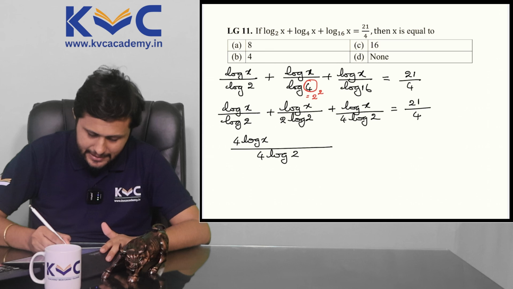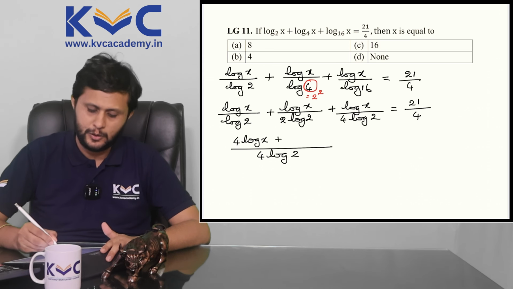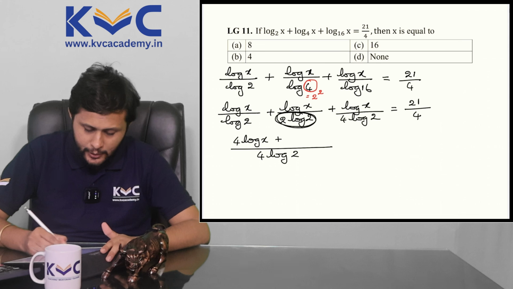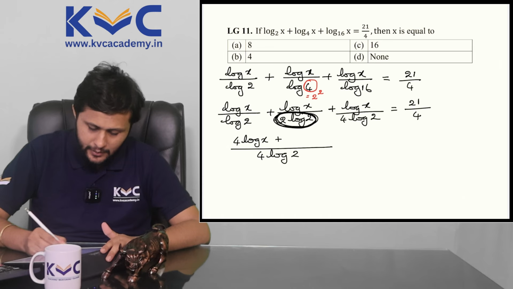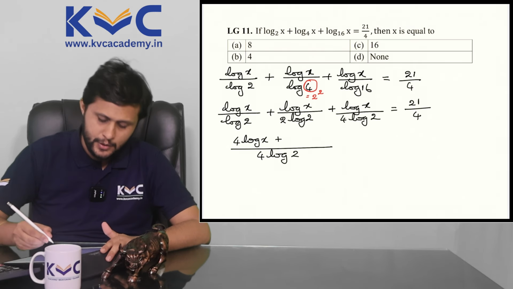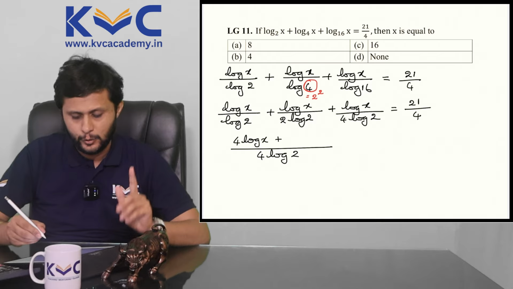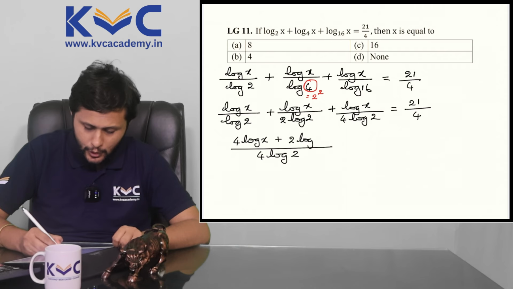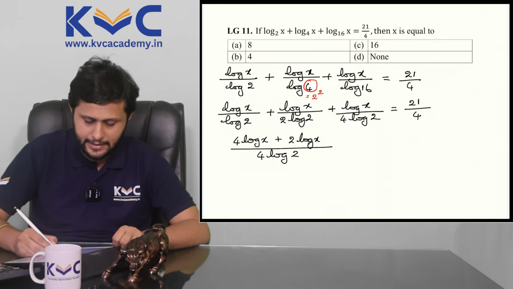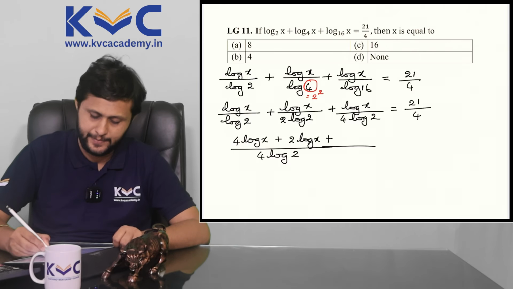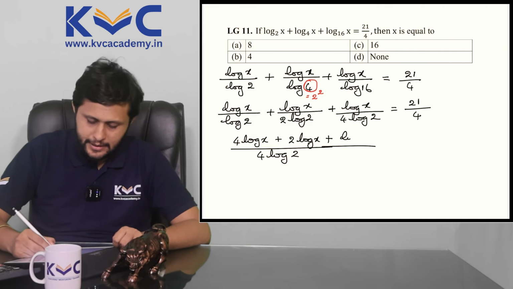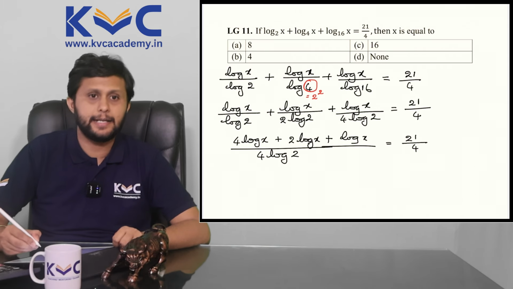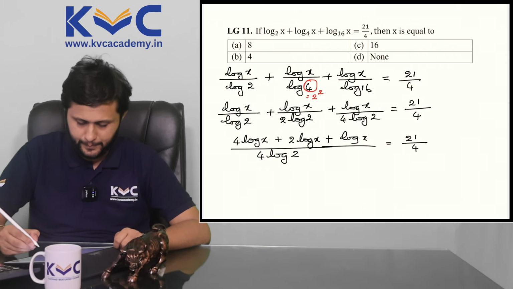4 log x plus, out of 4 log 2 in the LCM, the denominator is already 2 log 2, which I am highlighting right now. So 2 log 2 is there, 4 log 2 divided by 2 log 2 is 2, so 2 should be multiplied, 2 log x. I hope everybody knows how LCM works. Plus 4 log 2 is already there, so we get log x.